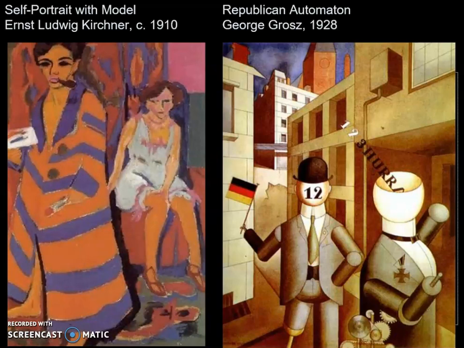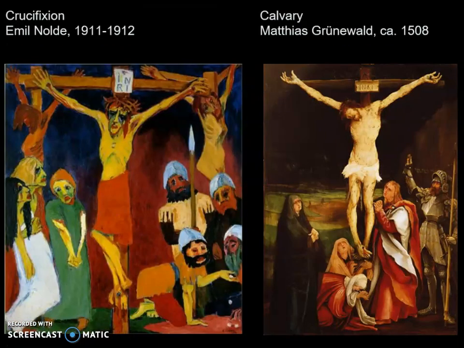The gross figures on the right appear mechanical and are set in front of a dense array of architectural forms. Both depict the same narrative in religious history. In both, all the figures occupy dark, shallow space near the picture plane.